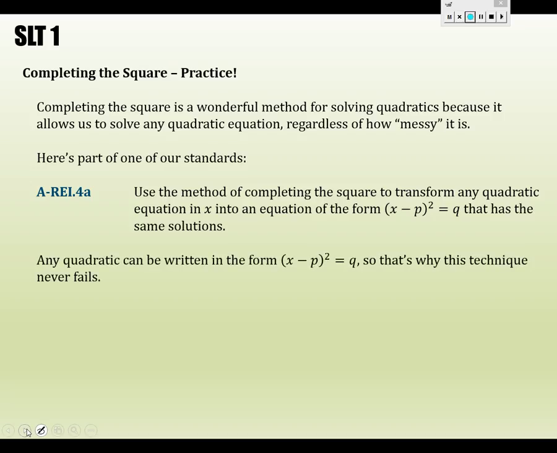The reason that every quadratic works is because can't we write every quadratic in this form? Can't we get it to the place where we complete the square and have it be x minus something squared equals something? In which case, once we get it into this form, then we're done, right? We just take square roots. So that's the powerful idea here that I want to make sure you're hearing loud and clear, and you're seeing. Now, what's interesting about the homework that I just gave you?